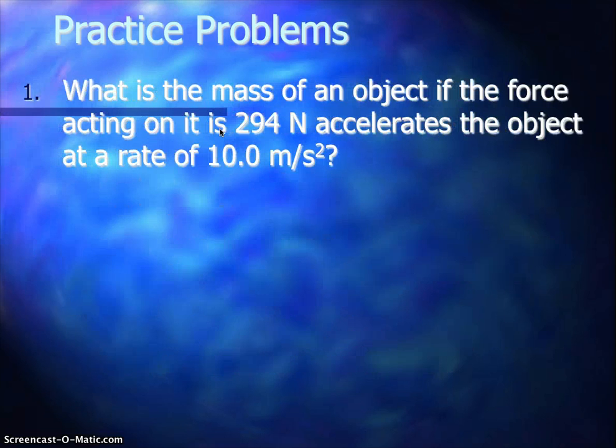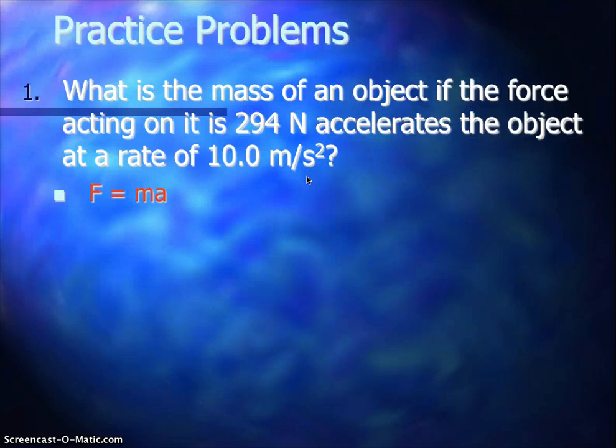Okay, more practice problems. Since Newton's second law is mostly about quantifying or calculating forces, we'll be doing a lot of force calculations this chapter. What is the mass of an object if the force acting on it is 294 newtons, which accelerates the object at a rate of 10.0 meters per second squared? Here the mass is the question, the force is a given, and we have the acceleration of the object, so we're solving for mass.